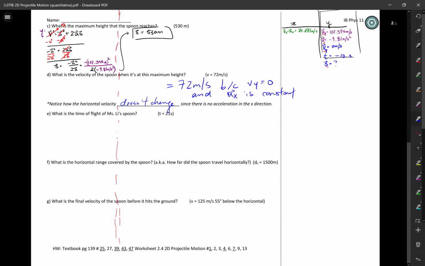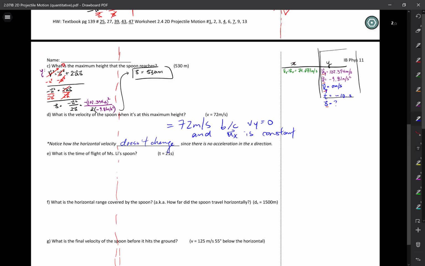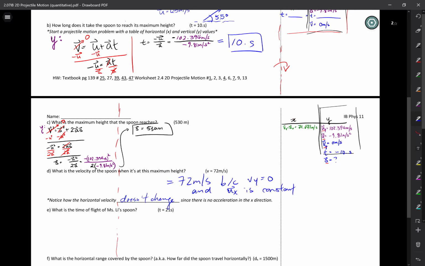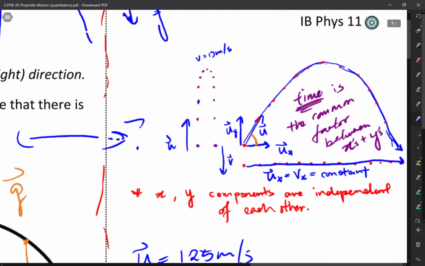Now we're on to E. What is the time of flight of my spoon? There are actually 2 ways you can think of this. If you go back to one of our previous problems we solved, we found the time it took the object to reach the maximum height, which is 10 seconds. So on a 2D projectile, we found this time, the time it took for it to go up. And based on symmetry, whatever time it takes the object to go up, it will be the same time it takes the object to come down.